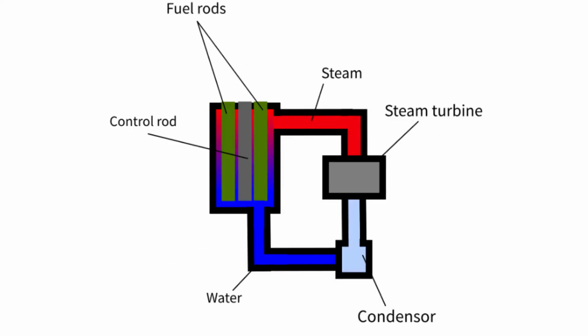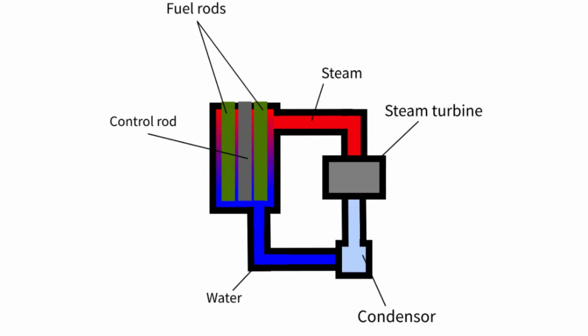Fission reactors have fuel rods encased in water. Fission occurs in the rods and heats the water, turning it into steam. That steam turns a turbine, creating electricity. The leftover steam is then condensed. This can happen in a cooling tower that releases waste heat.